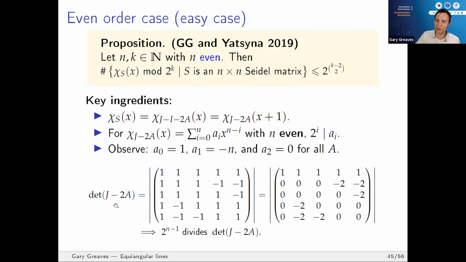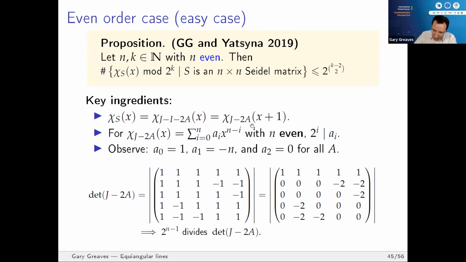Maybe I'll say something about this slide, since it gives you a relatively easy way to see that determinants should have a high power of 2 dividing them. If you start off with a Seidel matrix, you can write it like this: J minus I minus 2A. And you can absorb this minus I into the argument x. So the characteristic polynomial of J minus I minus 2A is equal to the characteristic polynomial of J minus 2A, where instead of x, I have x plus 1.